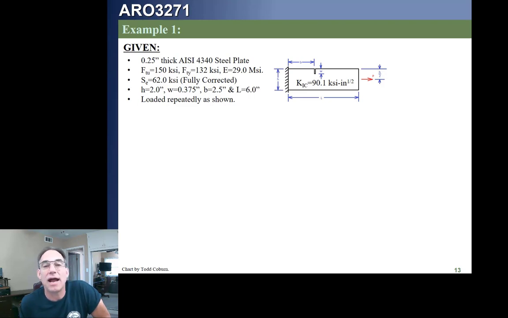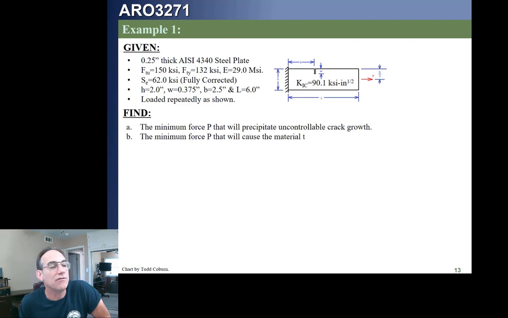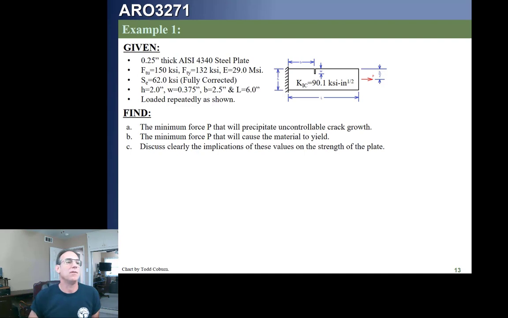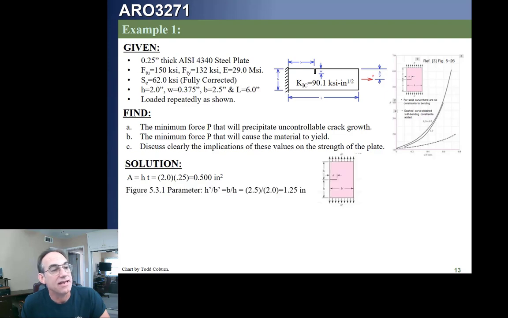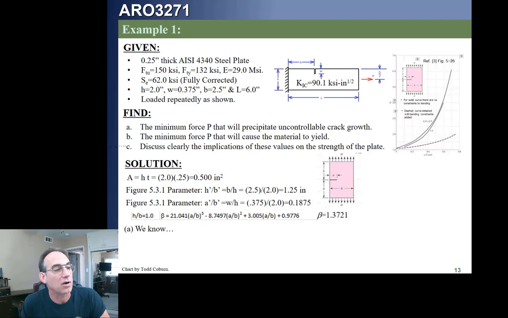This looks like an edge crack, so we can go and find which curve applies. And what we're looking for here is the minimum force that will precipitate uncontrollable crack growth and the minimum force that will cause the material to yield. Okay? We can do that like this, where we first find our curve. We then calculate our area. Remember, this is not the net area but the gross area, since we're talking about fracture mechanics. We can calculate our little parameters, read the curve to get our beta, or plug into our equation.